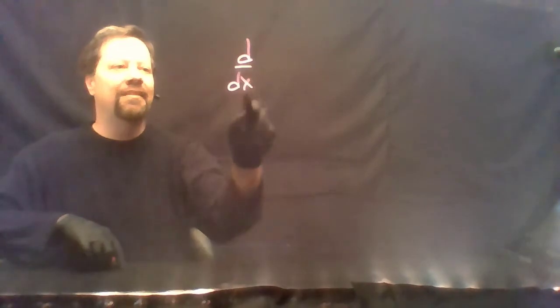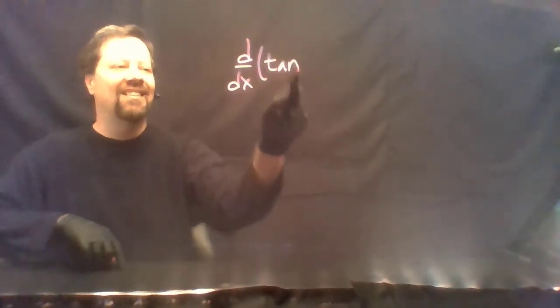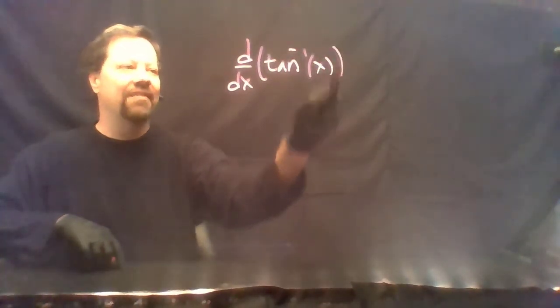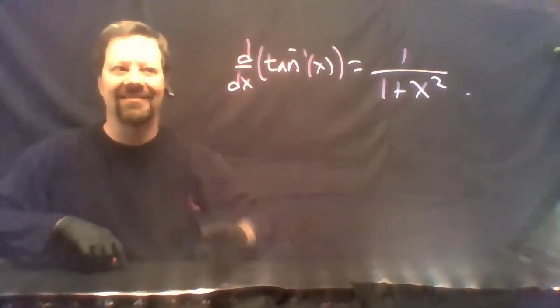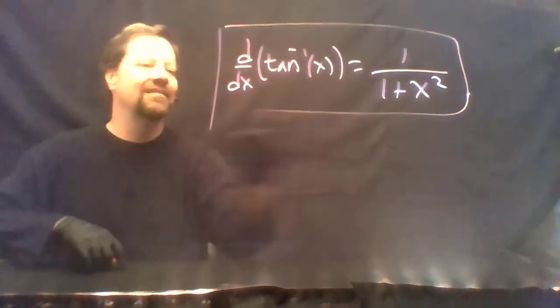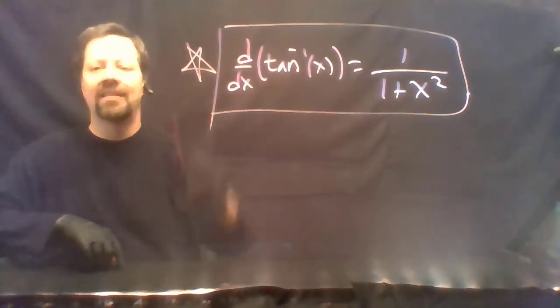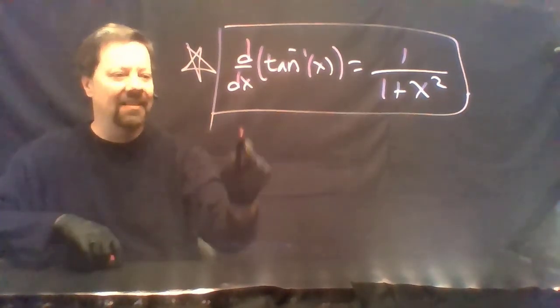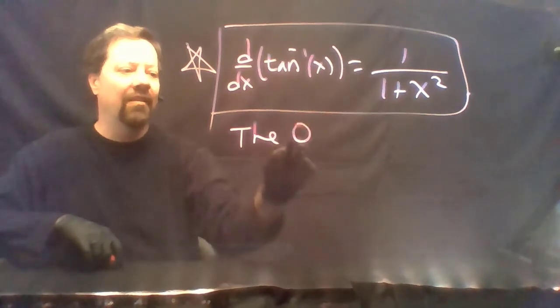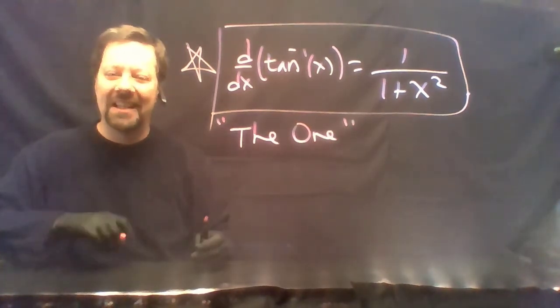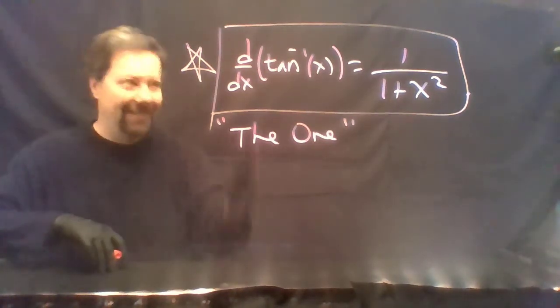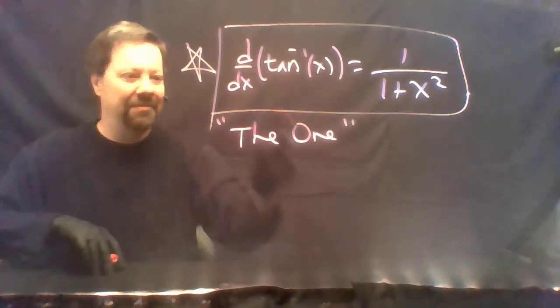We have then the derivative of the inverse tangent of x is 1 over 1 plus x squared. You're now wedded to this. This is the one. Whenever I tell you that's the one, that's what you're going to think of.